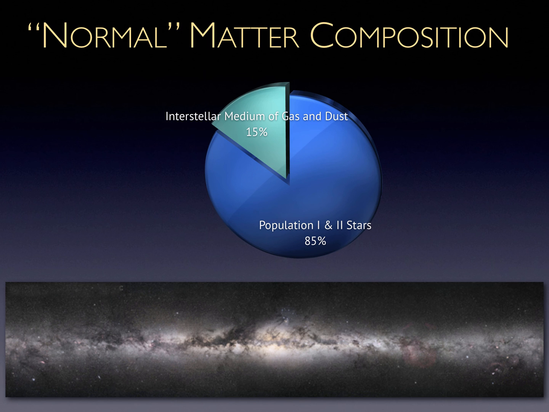The Milky Way is composed mostly of stars. 85% of the mass of normal matter is in the form of stars and 15% is in the form of the gas and dust that makes up the interstellar medium. Most of that interstellar medium is hydrogen. Most of the hydrogen in our galaxy is atomic hydrogen, a proton orbited by one electron. In fact, there is about 5 billion solar mass units of it.